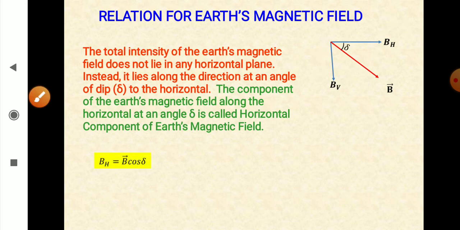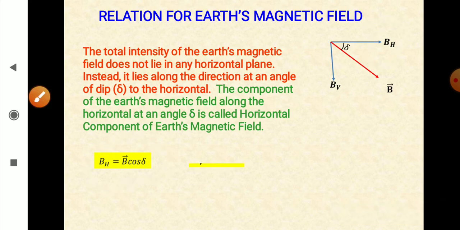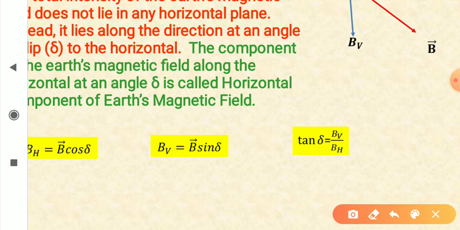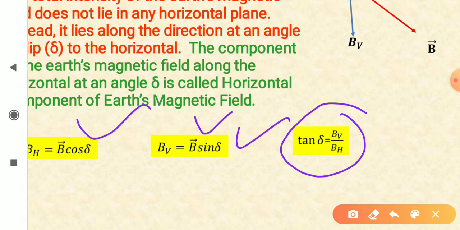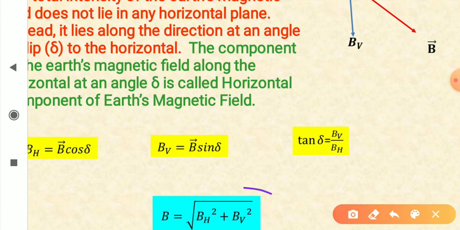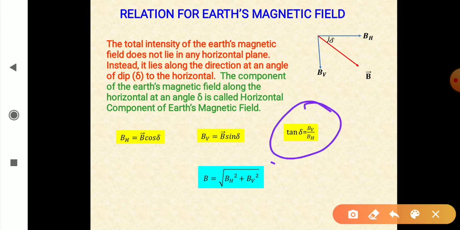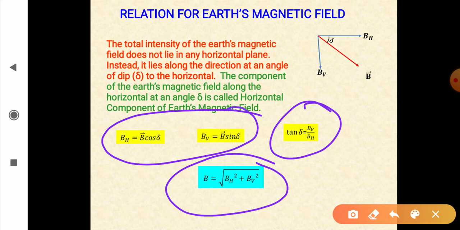Then clearly BH is B cos delta, BV is B sin delta, and tan delta is, dividing these, BV upon BH, and the resultant magnetic field is under root BH squared plus BV squared. So in the board exam, you get numerical problems based on tan delta or these formulae. Also the elements of Earth's magnetic field are asked.